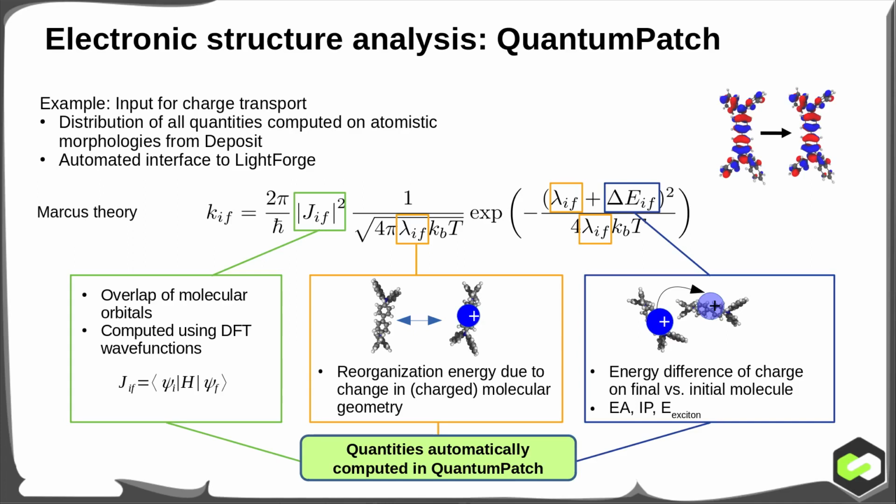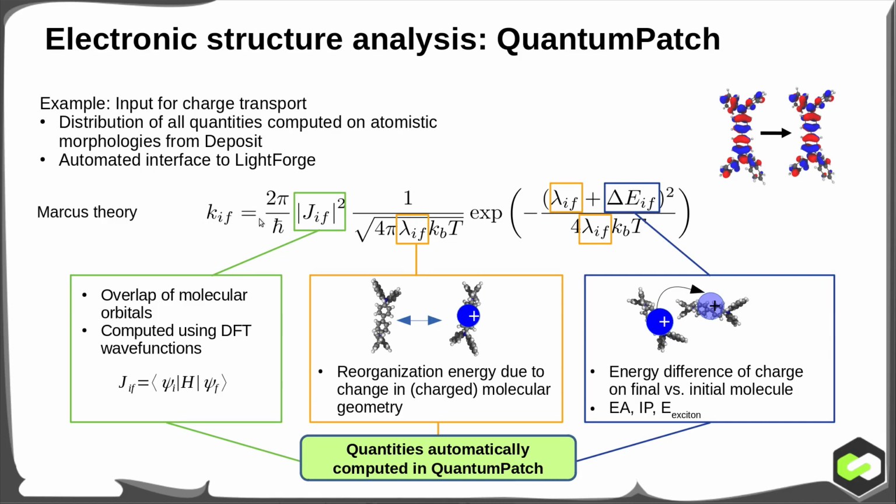To motivate the electronic structure analysis, I would like to use the example of charge transport. As you know, charge transport in organic semiconductors can be described via hopping transport due to strong localization of the electronic orbitals on the molecules. One theory which can be used to describe the charge transport is Marcus theory. You see here the Marcus rate of a charge transport between an initial molecule with the index I to a final molecule with the index F.